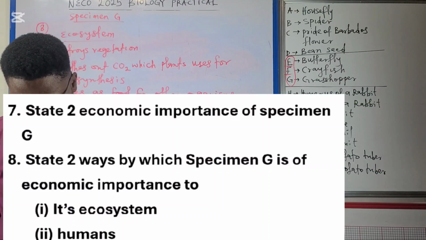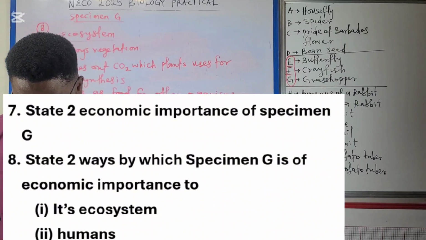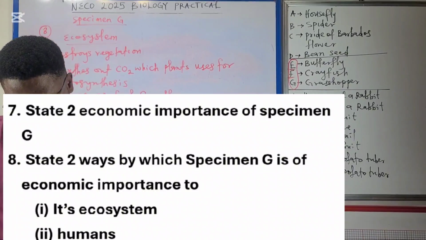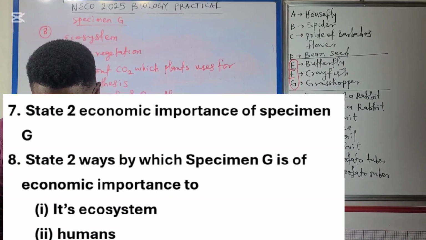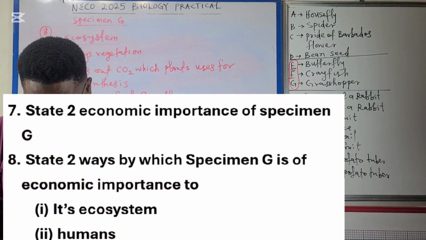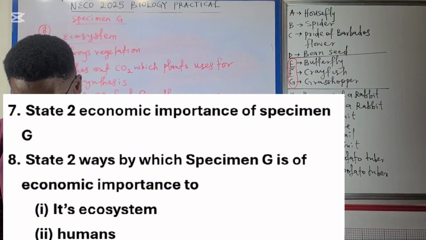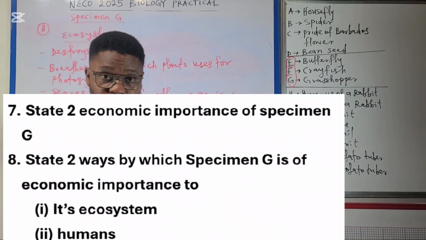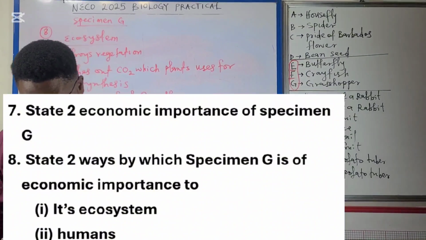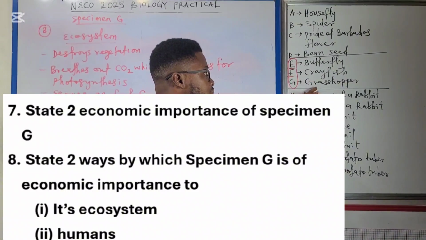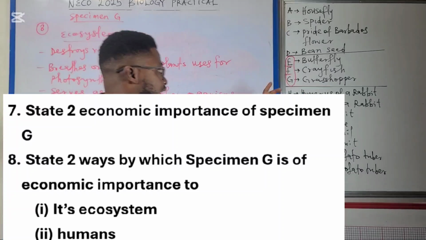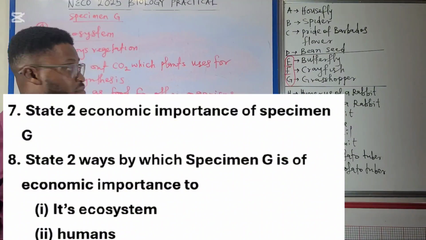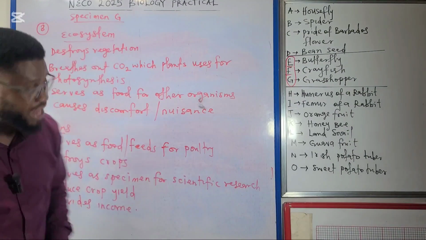Now, moving on to question 8, it says, state 2 ways by which specimen G is of economic importance to 1, its ecosystem, 2, to humans. So the question on economic importance can be twisted in another way to look at, okay, how is specimen G, that's grasshopper, of economic importance to its ecosystem, that's its environment, and how is it of economic importance to humans? That's talking about question 8.